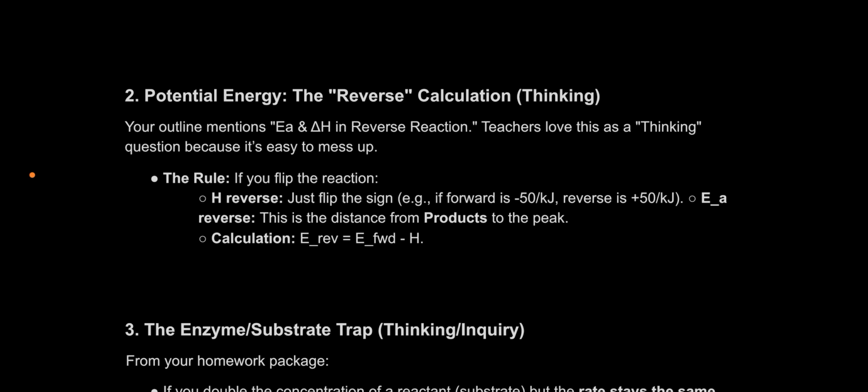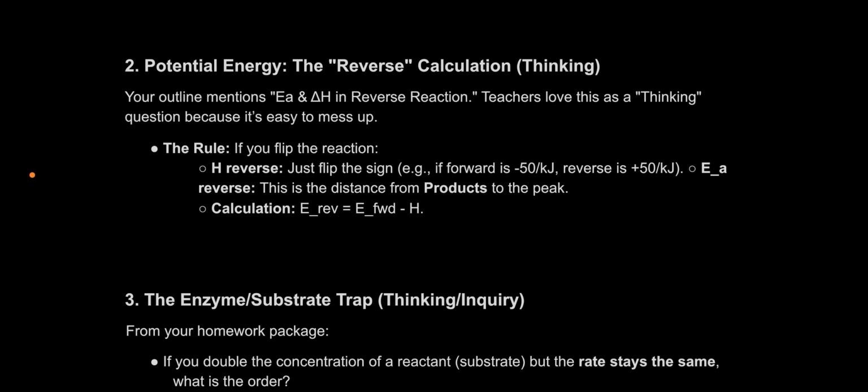Potential energy, the reverse calculation. Ea and ΔH in the reverse reaction. The rule: if you flip the reaction, ΔH reverse, just flip the sign. So if forward is negative 50 kJ, reverse is positive 50 kJ. And the reverse activation energy is the distance from products to the peak. Calculation: Ea reverse equals Ea forward minus the change in H.